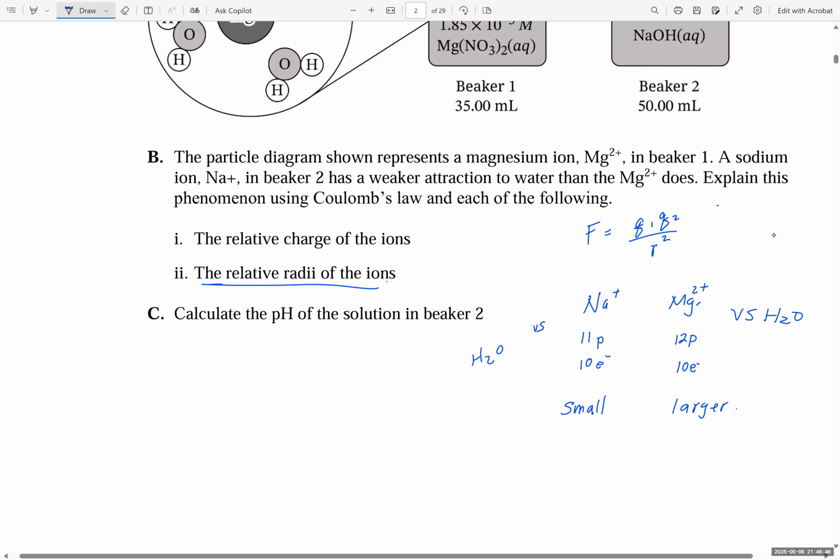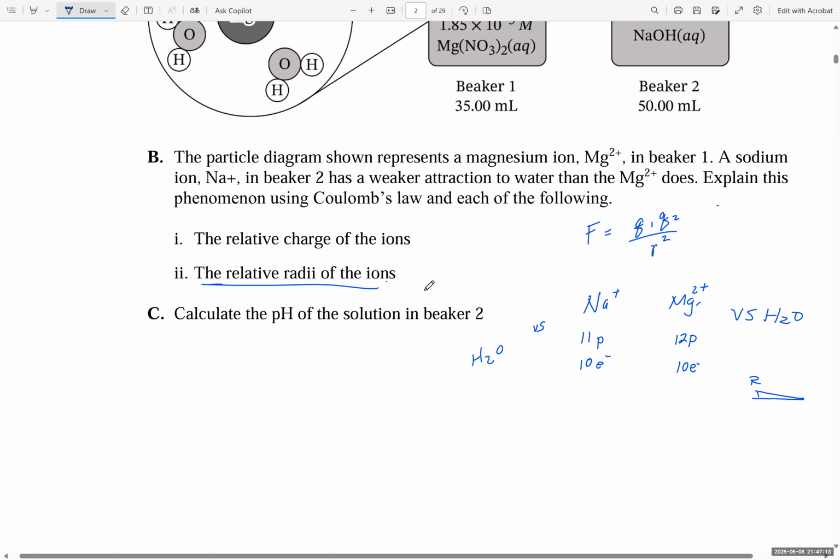Sorry, I got that mixed up. Because what happens to the radius? The radius goes large here, the radius looks like this, going across a period from left to right. So the radius is actually larger and then smaller that way. So if you take a look at it that way, then what do we know? Sodium has a larger radius than magnesium.